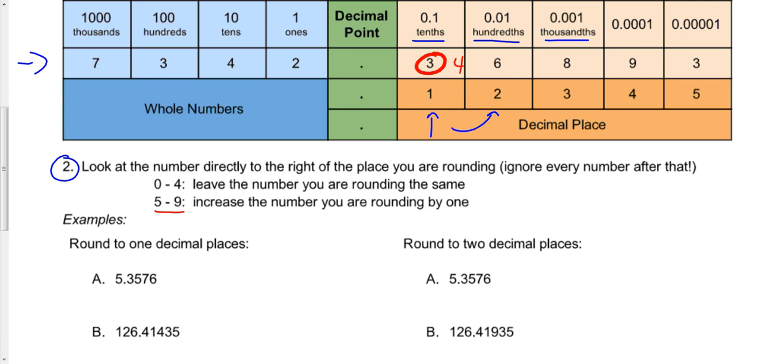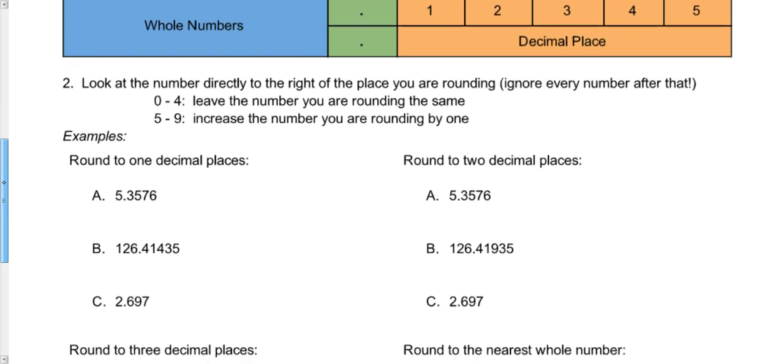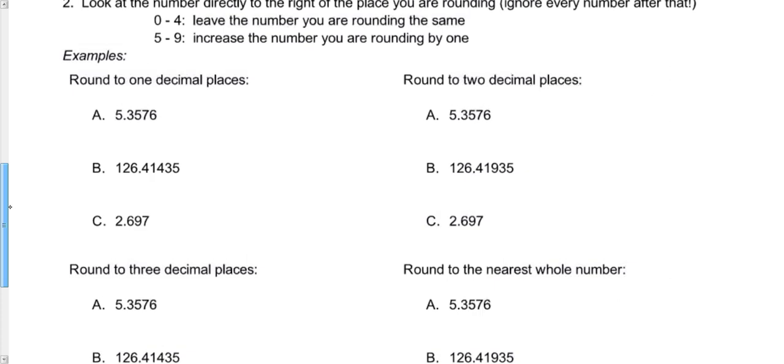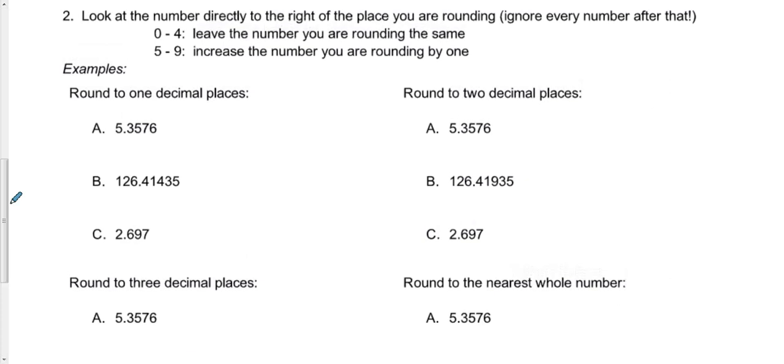So let's do a couple of examples underneath here. So I'm just going to quickly erase this stuff. And then I'm going to go through and show you a couple of examples as we go through. With these examples, and again I'll leave that section there, look at the number directly to the right of the place that I'm rounding, ignore every number after that.